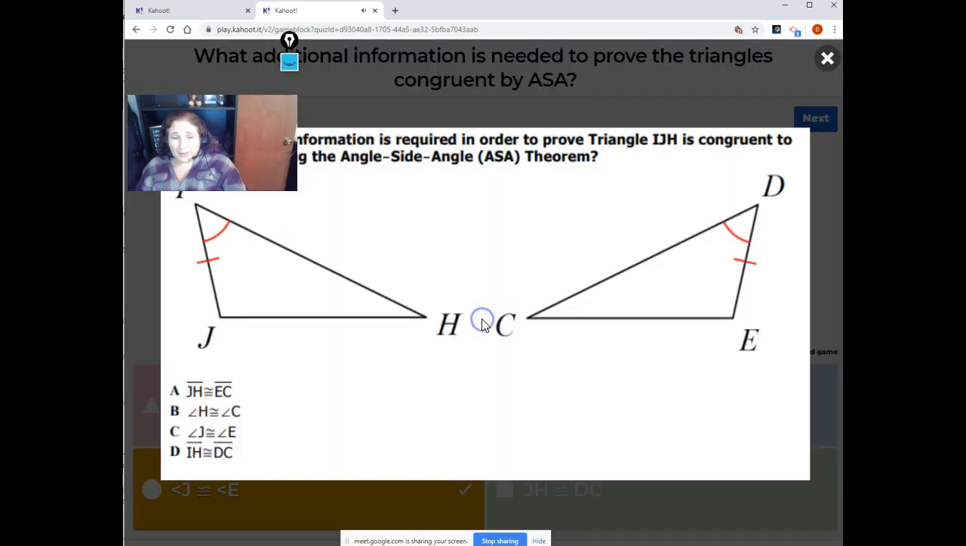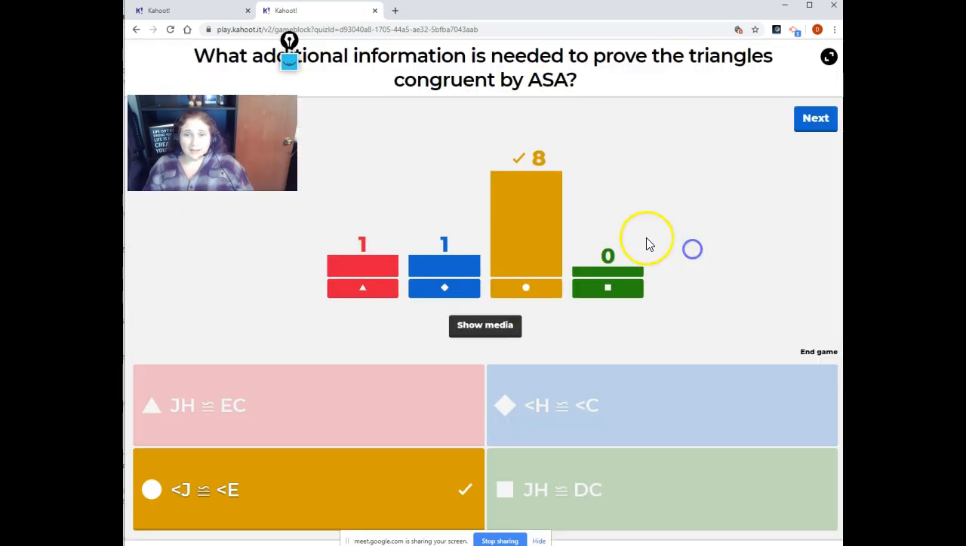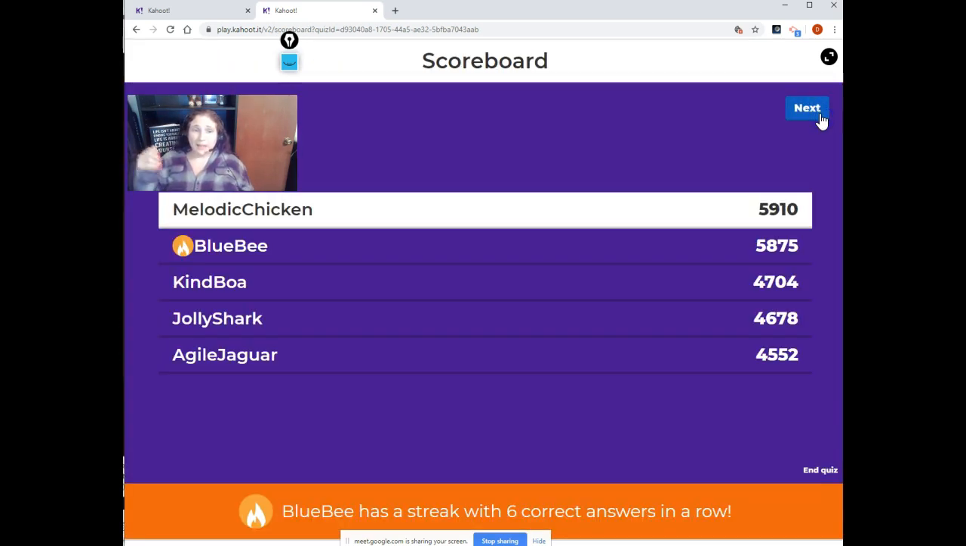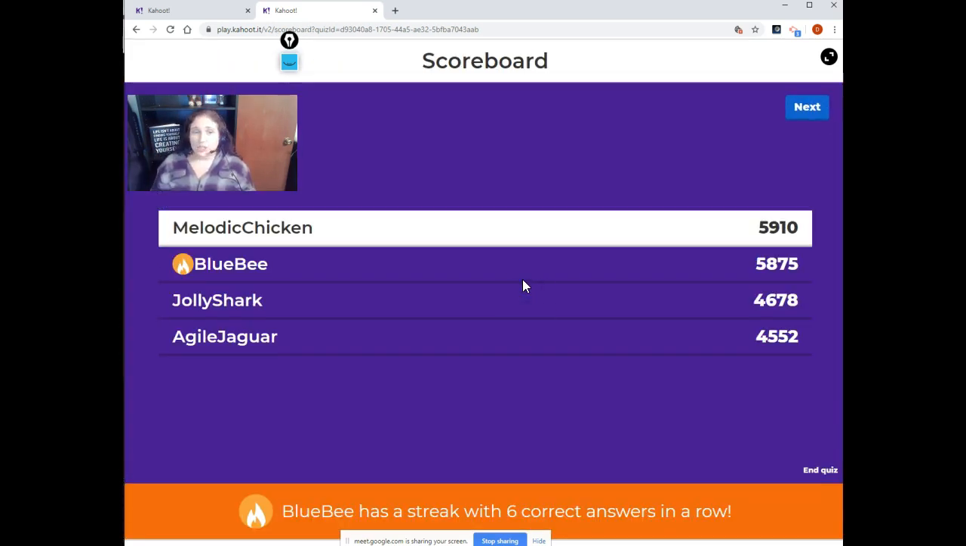Very good. Now, we should never have picked anything with A or D because A and D are sides, and it says angle, side, angle. You already have one angle, you already have one side, so you have to have another angle. Again, because it says angle, side, angle, we needed to make sure that the angle we picked touched the side.